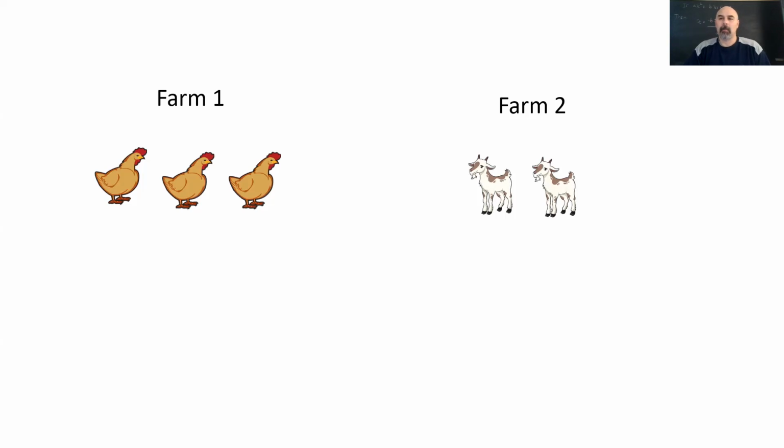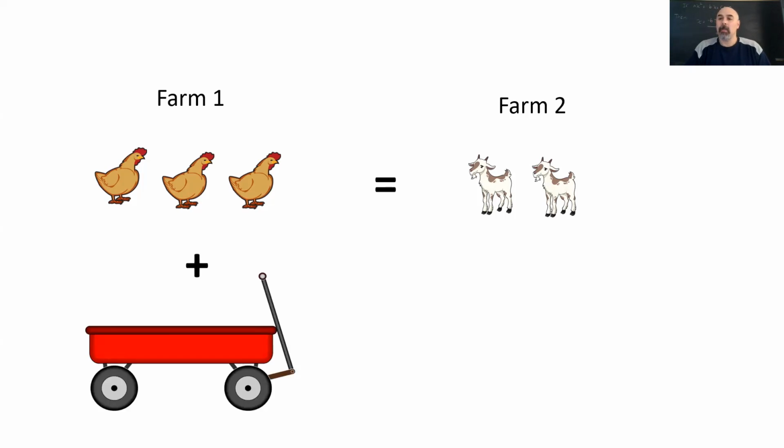But here's one problem. We live about 20 miles away. So I can't walk my chickens all the way there. I'm going to bring them in a wagon. I could put my 3 chickens in this wagon. But unfortunately, we no longer have a fair deal because I would be giving my friend 3 chickens and a wagon. And that's not very fair because we already figured out that 3 chickens and 2 goats are equal.